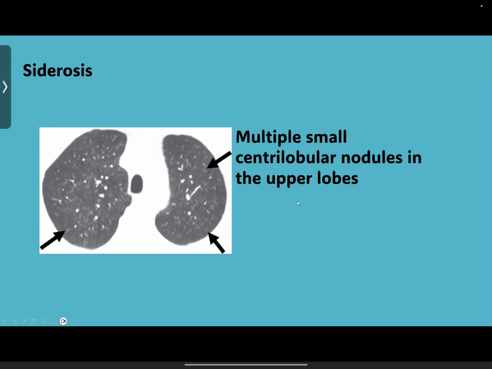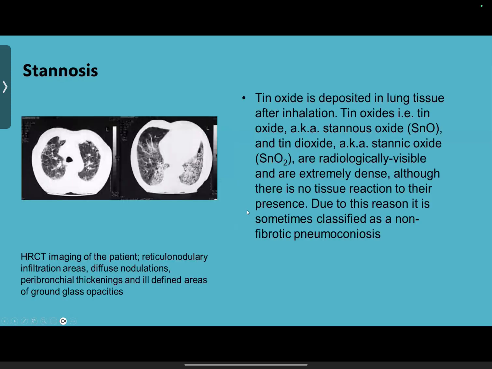So as you can see here on siderosis, multiple small centrolobular nodules of the upper lobes, very small areas here, very faint areas. You might even consider that maybe the patient has some inflammatory change, non-specific, maybe hypersensitivity pneumonitis very early. Here, this is much more advanced disease of stenosis. The tin oxide is deposited in the lung tissue after inhalation. These are extremely visible, and they are extremely dense, although there is no tissue reaction yet on this scan.